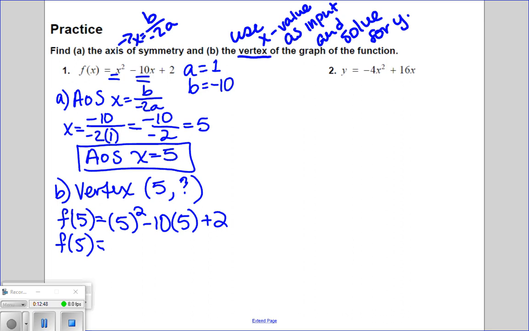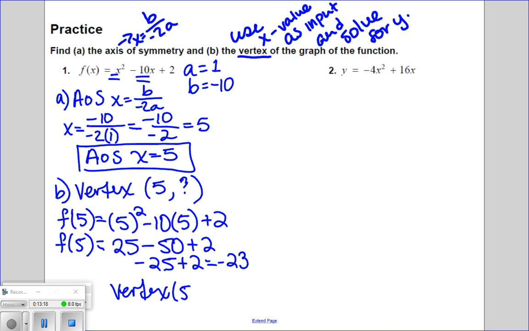Okay, so if we do that, what is 5 squared? Yeah, so we get 25 there. What is negative 10 times 5? Negative 50, right? And now we just go from left to right. So 25 minus 50, negative 25, and negative 25 plus 2, negative 23. So guess what? Right? The rest of our ordered pair is 5 comma negative 23. That is our vertex location. So we've got 5 here and negative 23 there.